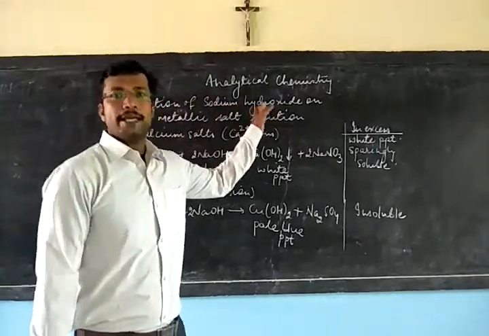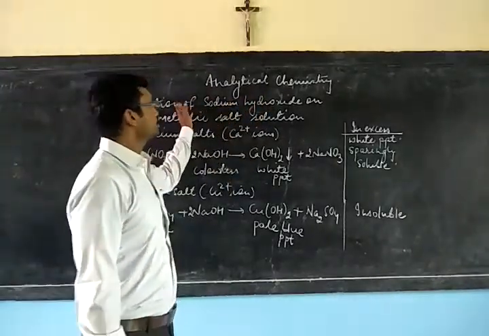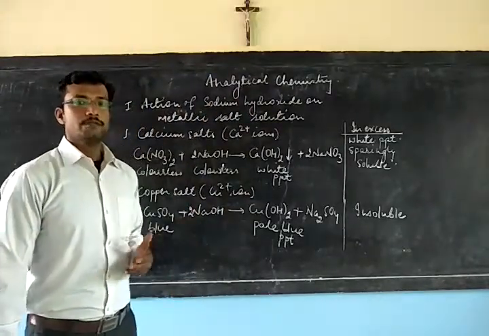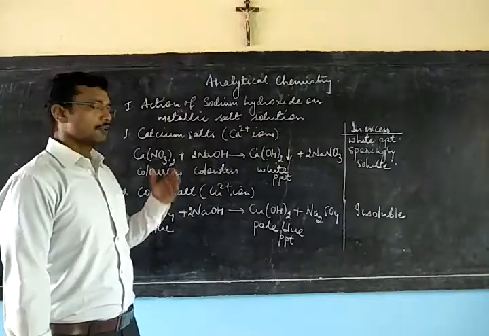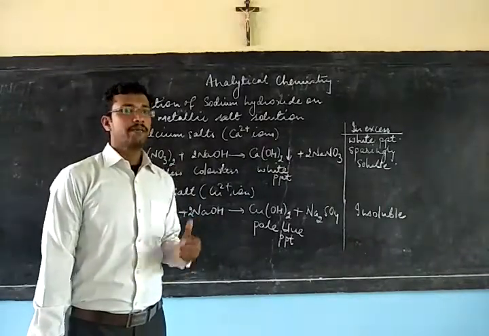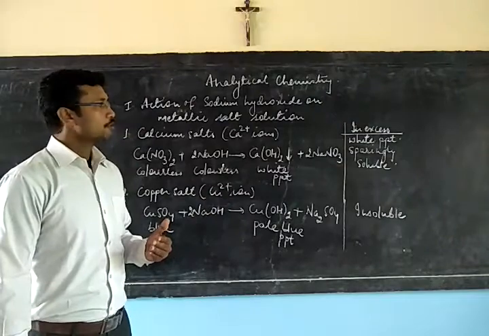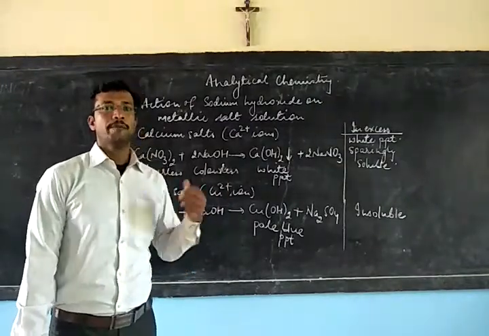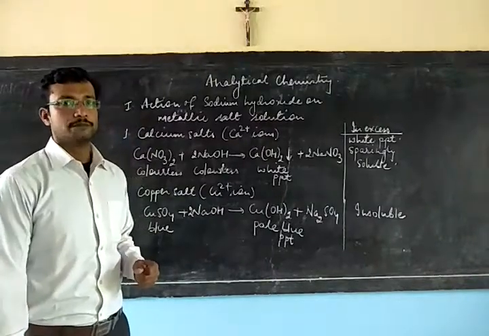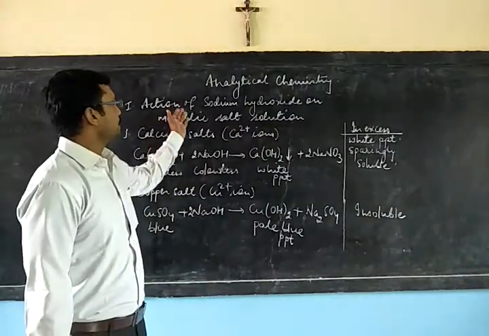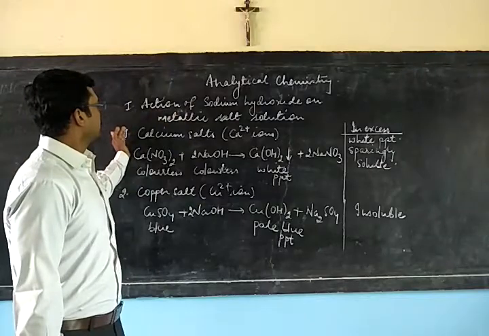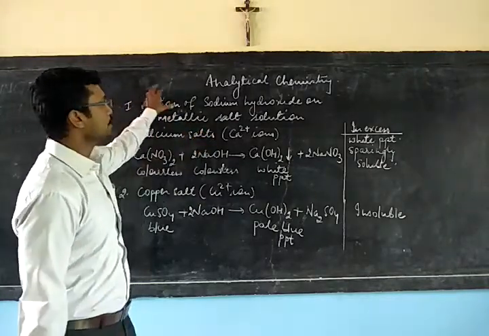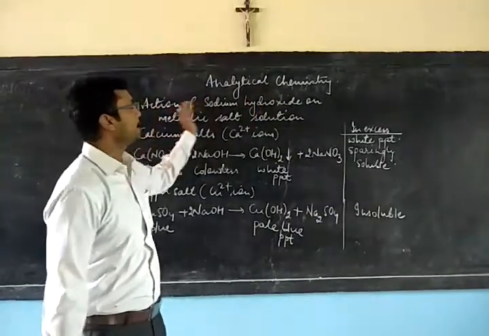So now you can see we are going to discuss the color of different salts, or the precipitate of different salts giving different colors, to determine the types of cation or the metal ion present in the salt. You can see here I am taking calcium salt first. You can see the heading: action of sodium hydroxide on metallic salt solution.